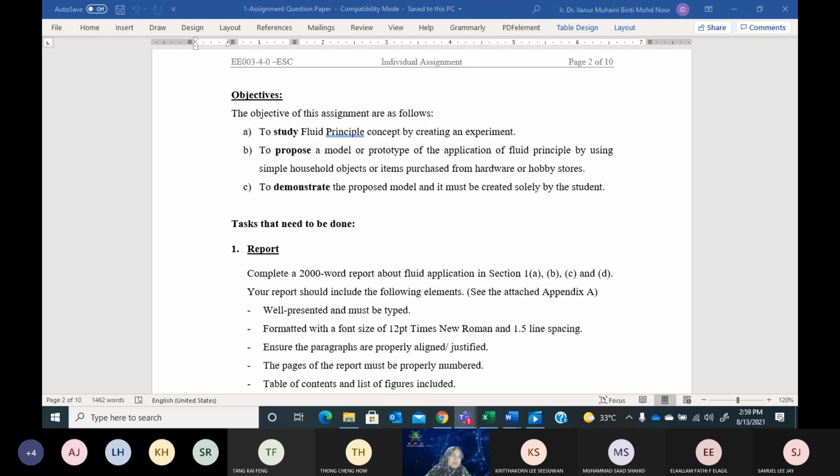For those who have finished the tutorial, you can research on the fluid principle. The objective is to propose a model or prototype of application of fluid principle by using simple household objects or items purchased from hardware or hobby stores, and to demonstrate the proposed model, and it must be created solely by the student.